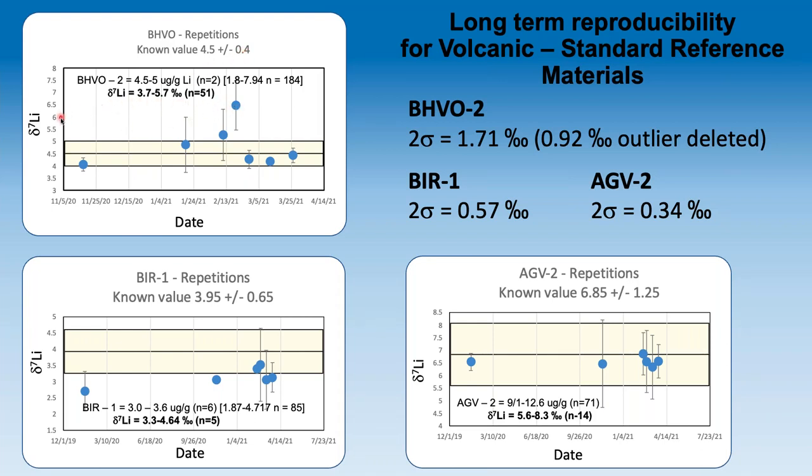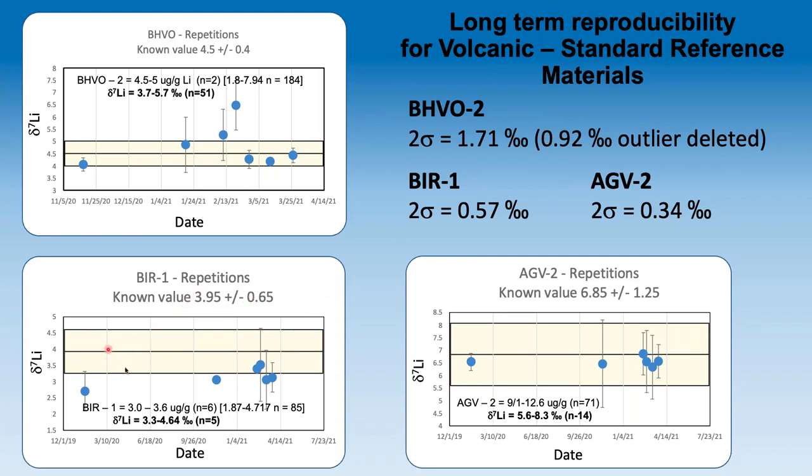But this falls within the 5.7 within error. So maybe, but most of the time it's falling squarely within the recommended brackets. Also, if we notice that the two sigma variability, including this outlier, is less than 2 per mil over the course of nearly a year. Are we nearly a year? Oh, no, we're more than a year, sorry. So it's almost a year and a half. If we delete this outlier, we're under that 1 per mil, and that's where we want to be.